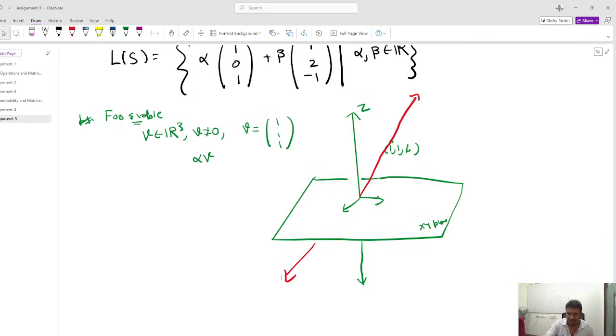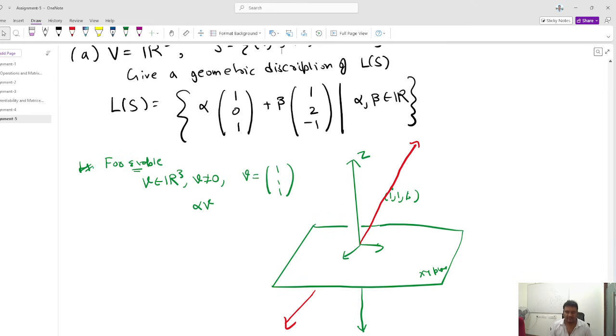So similarly, you have to understand the geometric description of LS. So see, first of all, what all do I have in this LS. So let me copy this LS.